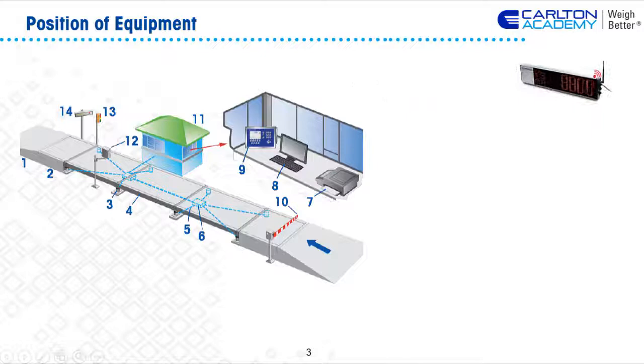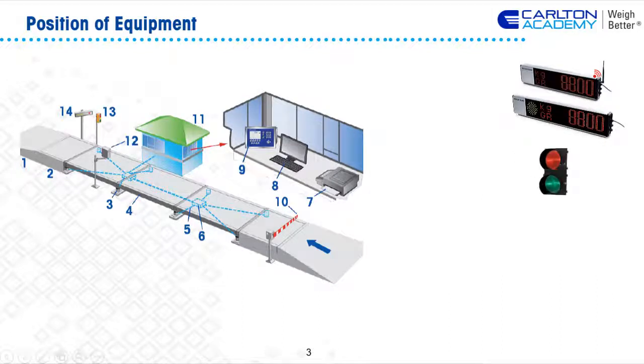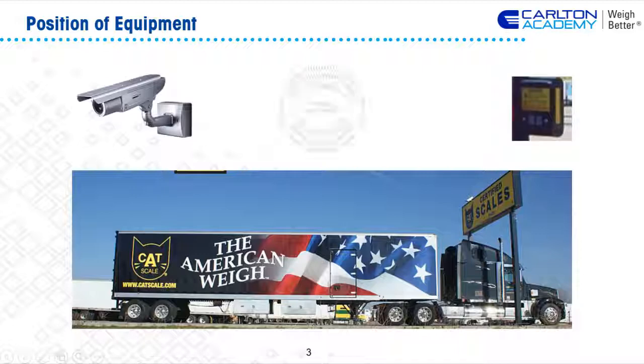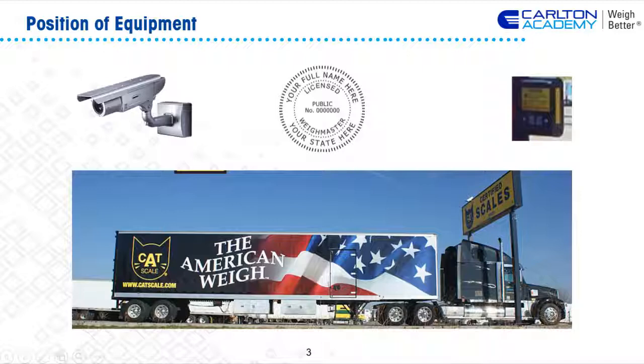Position of equipment dictates that the terminal display or remote display will be clearly observable to both the customer and the operator. Operators and customers are required to be able to see that the equipment being weighed is visibly on the scale and can communicate its position or their position with a camera, stoplights, speaker and microphone system, or gates. CAT scales use a camera, a speaker and microphone system, as well as a certified weighmaster operator.